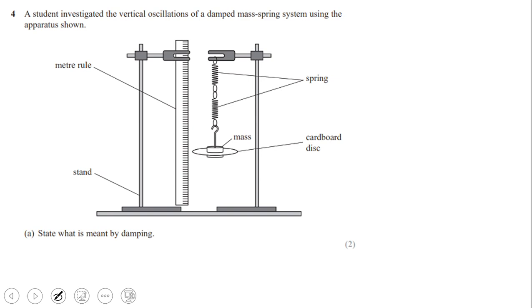Question number 4. A student investigated the vertical oscillation of a damped mass spring system using the apparatus shown. Some apparatus is given, a spring is connected, some cardboard disc, and so on. State what is meant by damping.